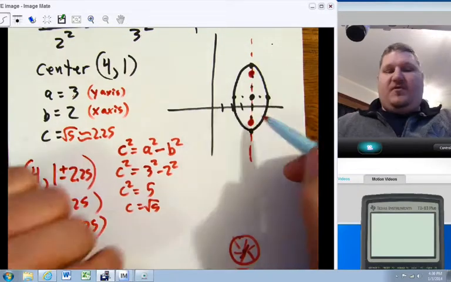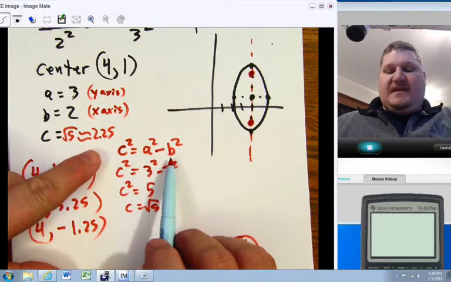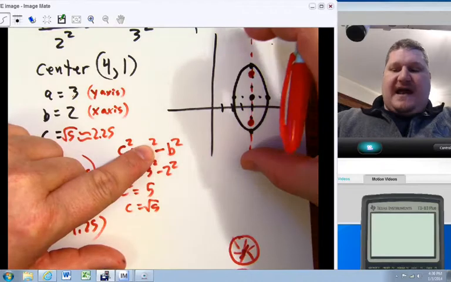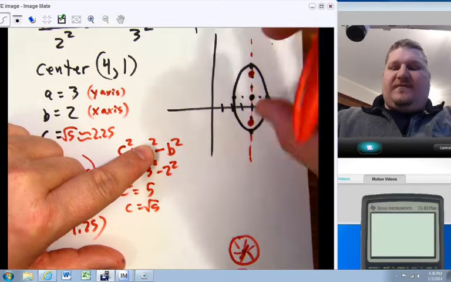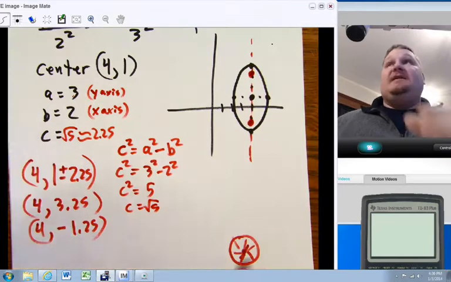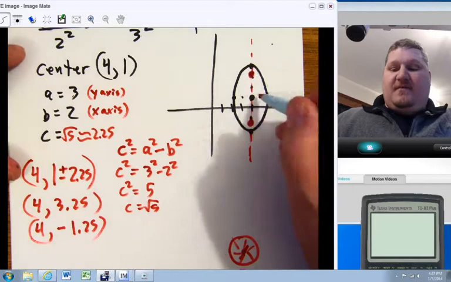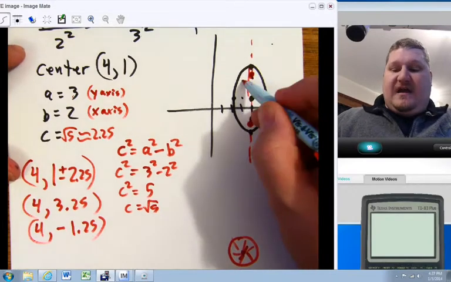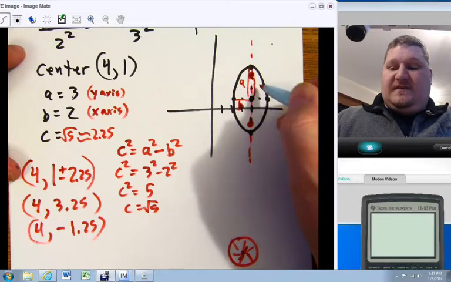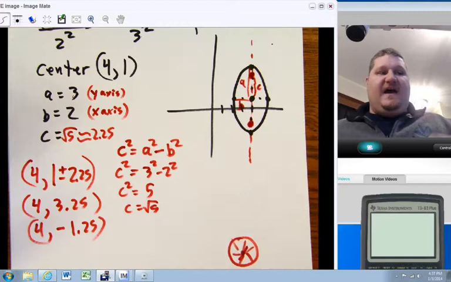The reason we had to use a squared minus b squared is that had we used plus, we would have gotten the square root of 13, which would have put us outside the ellipse. Our foci need to be inside, so we used minus. Now, putting all of that together, we now have semi-major axis A, semi-minor axis B, and distance to focus C, along with the graph itself. That is a full ellipse.